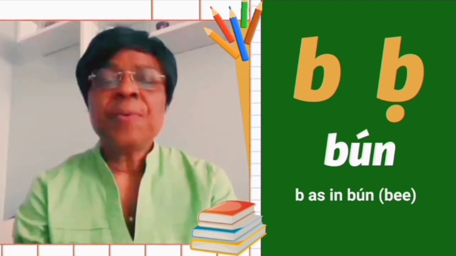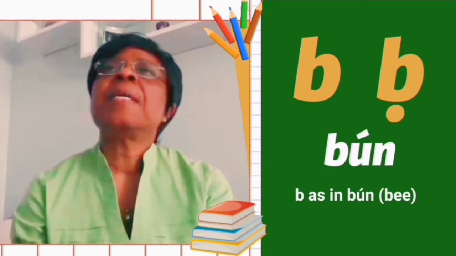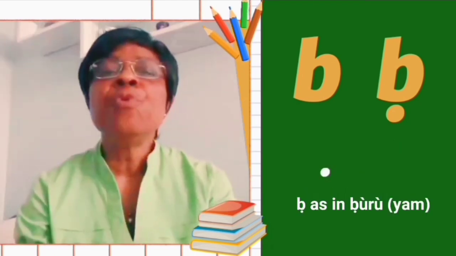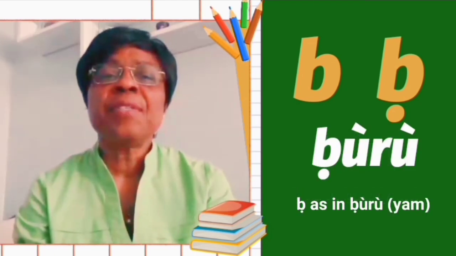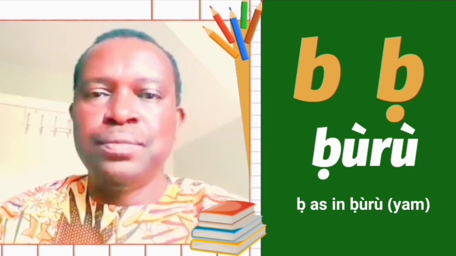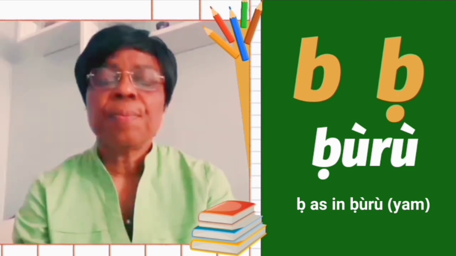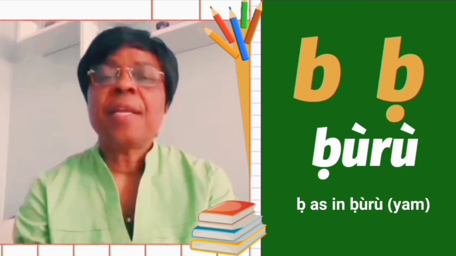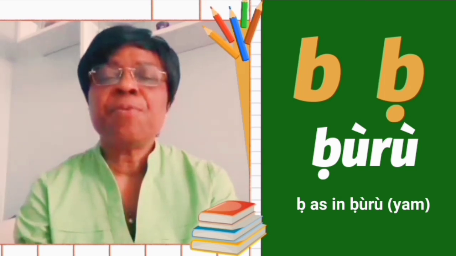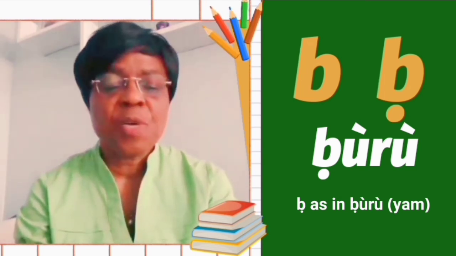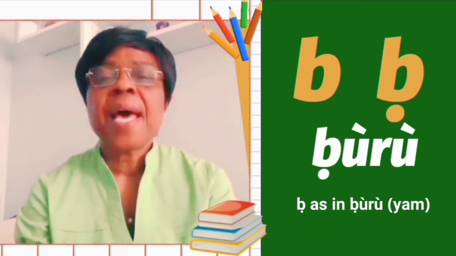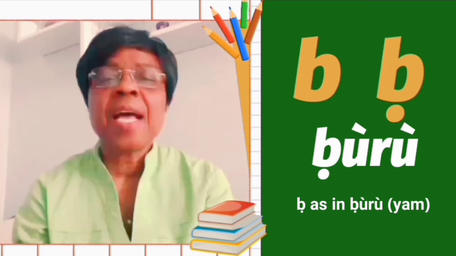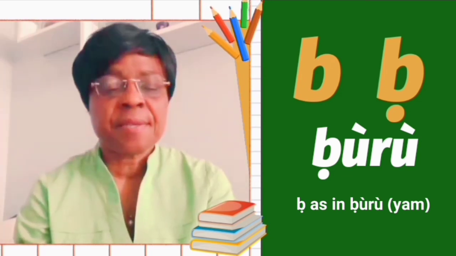We can also go for another example like buru. Can you say buru? Buru. Do you know the meaning for buru? That is the word for yam. And again, the B has a dot underneath.